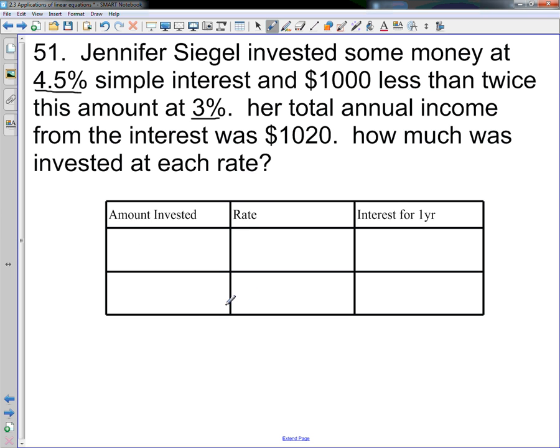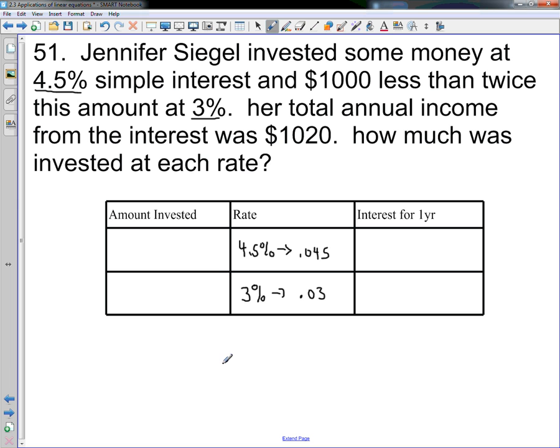So notice how I have this box set up. So let's look at the rate. We have 4.5%. Well, we want to convert that to a decimal when we're working any of these. So you slide your decimal over twice. That gives me 0.045. So you want to convert your percentages to decimals. The other interest that we're dealing with is 3%. So again, move your decimal twice, so that gives me 0.03.